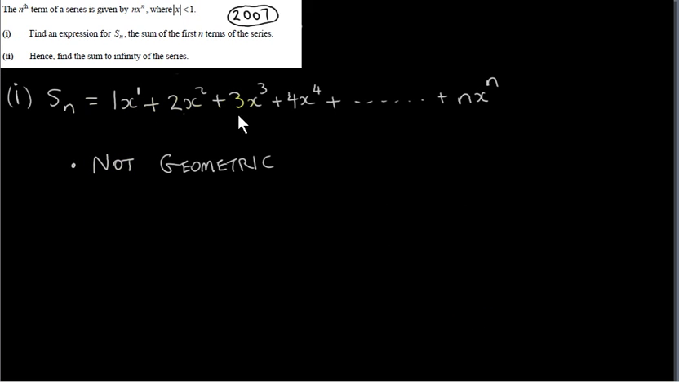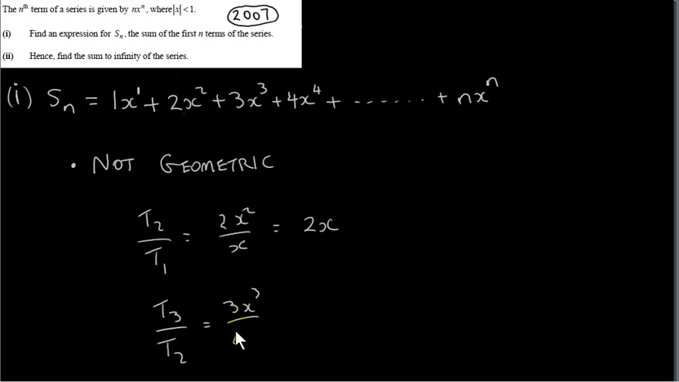It is also a fact that this series is not geometric either. Say we take the second term, t2, and divide by the first term. Well, what do we get? We get 2x squared divided by x, which is 2x to the power of 1. Let's suppose we take any other term and divide by the previous term. Let's say t3, and divide by the term previous to t3, which is t2. So that's 3x cubed divided by 2x squared. That's 3 over 2 times x.